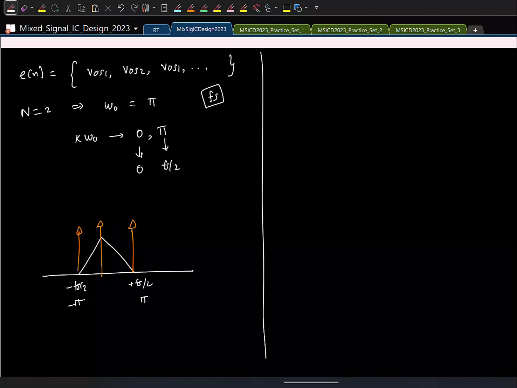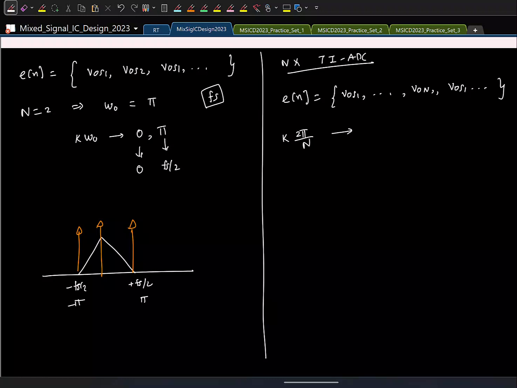If I have an n-channel interleaving, what will be the error sequence I'll have? I'll have offsets from each of them, VOS1 through VOSN, and then it will repeat, right? So what is the periodicity of the sequence? N samples. What is the fundamental frequency? 2 pi by n. If I look at the spectrum, I'll see only the harmonics of this. And if I map it to continuous time frequency, what are the frequencies?